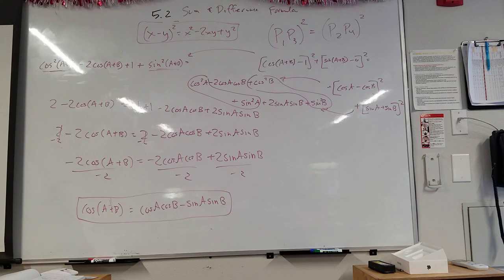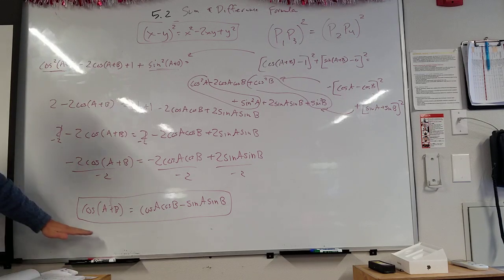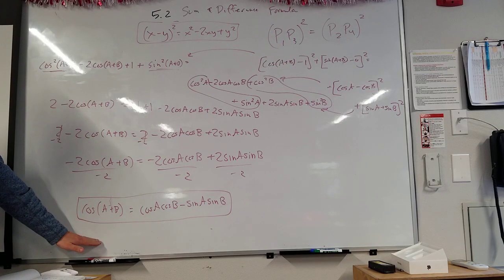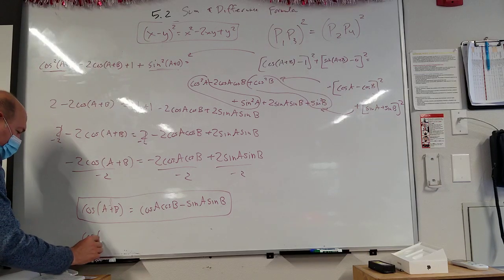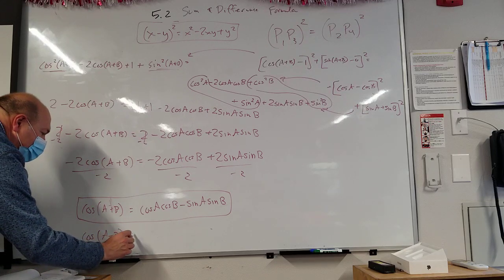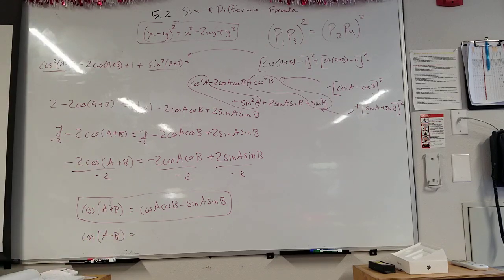Next step. So, I'm going to give you the hint. Cosine is an even function. Can you give me the difference formula for cosine? Good. So I need the difference formula for cosine. I need you guys to develop this formula here, cosine of A minus B, based upon the fact that cosine is an even function.